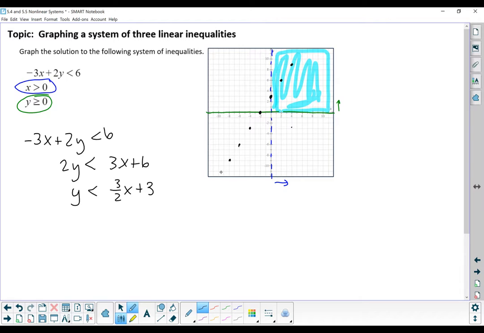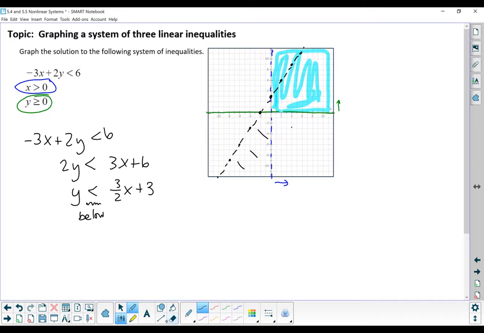Okay, so we need to think about how we need to shade this line. It is a dashed line, not solid. So we need to think about, is our shading going to be above or below? Well, this is y is less than, so it's going to be below that dashed line. So like everything over here.